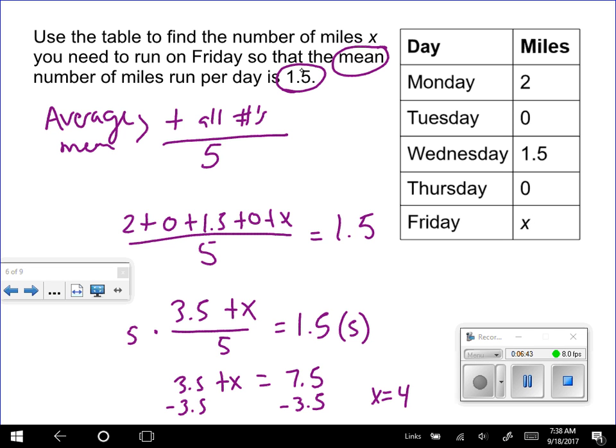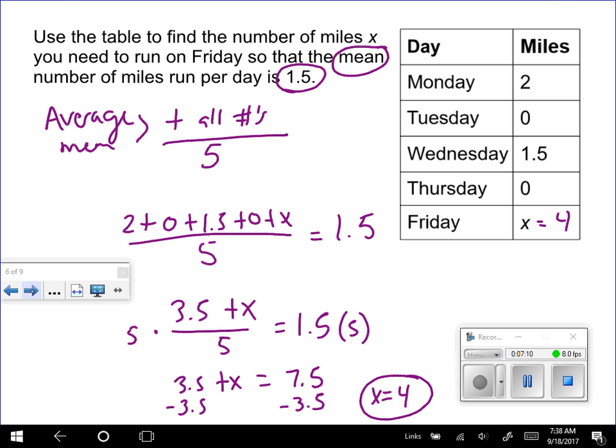For me to average 1.5 over the week, because I didn't run much on Thursday and Tuesday, I'd have to run 4 miles on Friday. So check to make sure that makes sense in your head, because Monday we ran 2, which is above what we want our average to be. Wednesday we ran right at our average, but Tuesday and Thursday we didn't run at all. So that makes sense. Friday would have to be a little bit bigger.